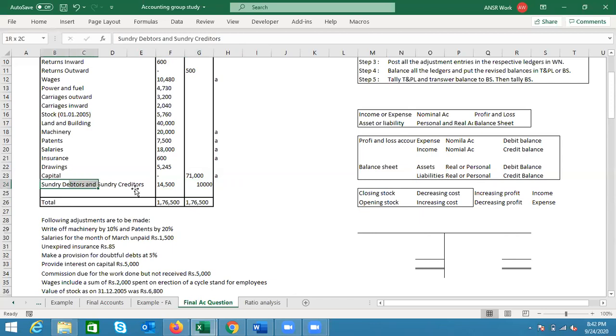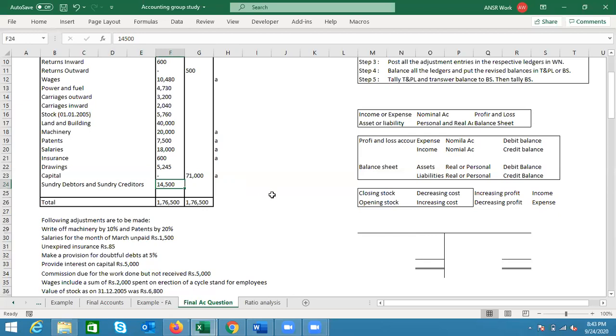They say sundry debtors and sundry creditors. Debit balance they give something and credit balance they give something else. That means the debit balance is the sundry debtors and the credit balance is the sundry creditors. However, in this question, the credit balance is not given, meaning thereby sundry creditors is 0. The whole thing is sundry debtors only. Is that clear?